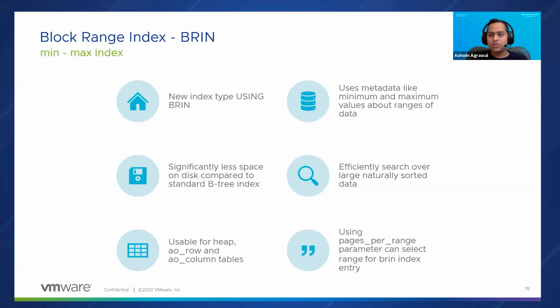This index type will be available for all the three table types which we have. So it will be available for heap tables, AO columnar, and AO row tables. And using the parameter pages_per_range, the user can select the range of tuples it should use to create the min and max. The lowest granularity is one page, but depending on the queries and the size of the index, the user can choose to have the index created for 10 pages or 15 pages, depending on how granular you want the index to be.